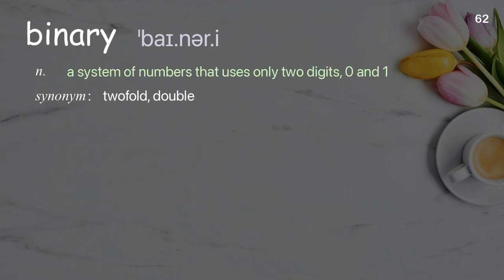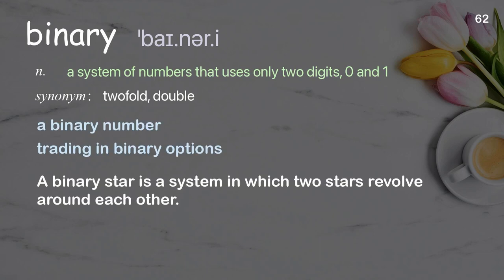Binary. A system of numbers that uses only two digits, 0 and 1. Examples: a binary number, trading in binary options. A binary star is a system in which two stars revolve around each other.